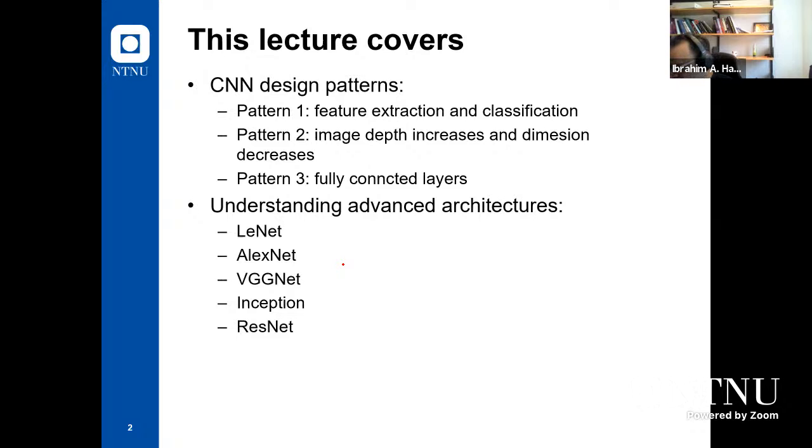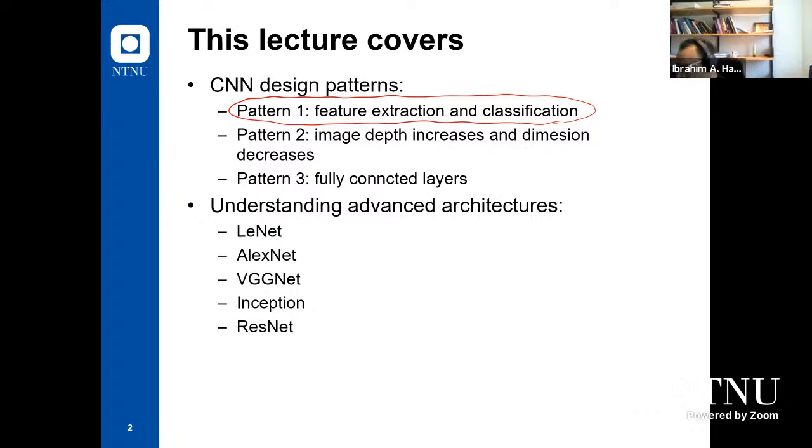For the CNN design pattern, there are three patterns. Number one, it's feature extraction and classification. This is a traditional one. So when we design a CNN model, in fact, we try to focus on one part for feature extraction and the other part for classification. The second pattern is image depth increase and dimension decrease.